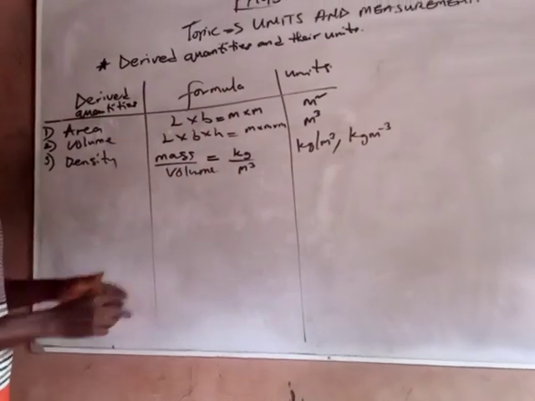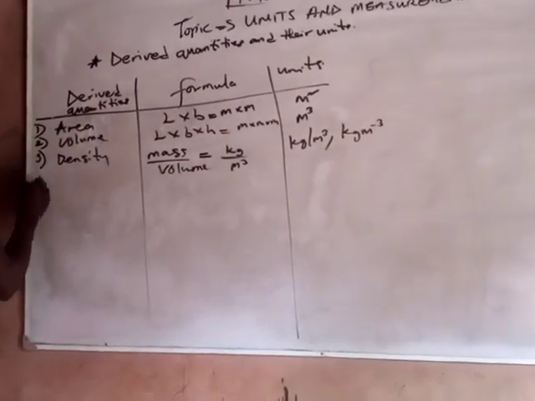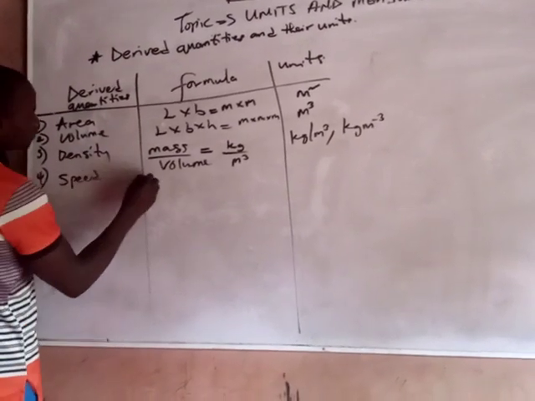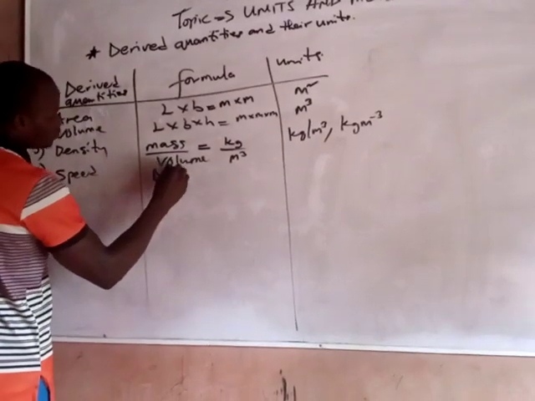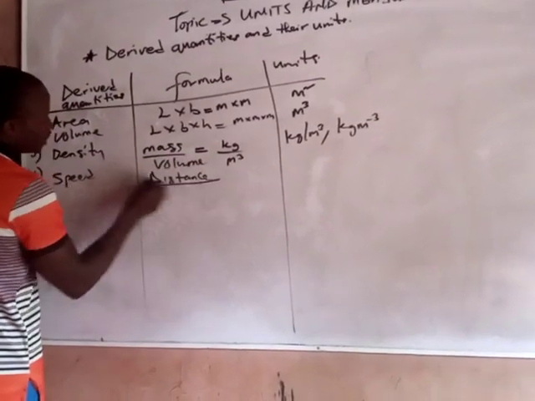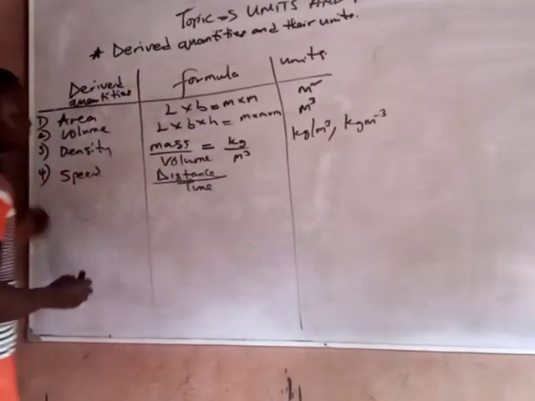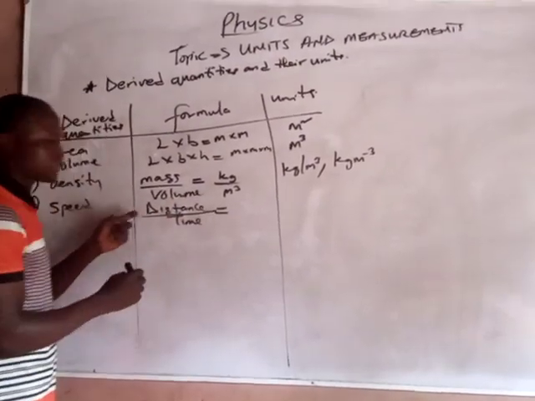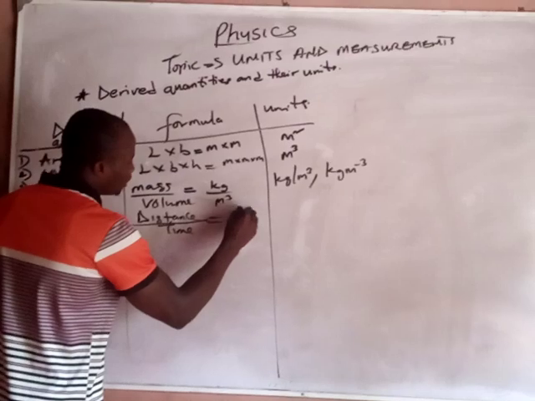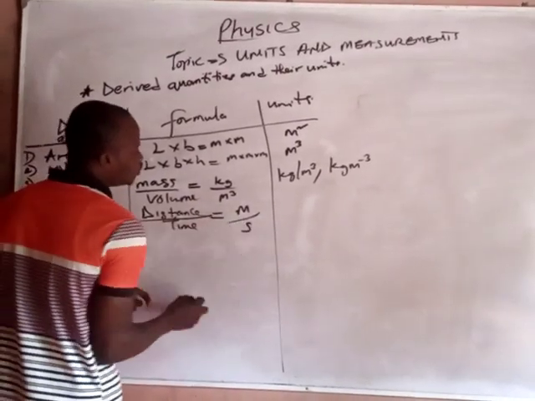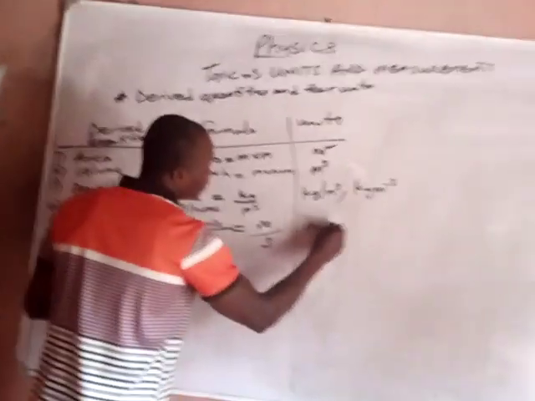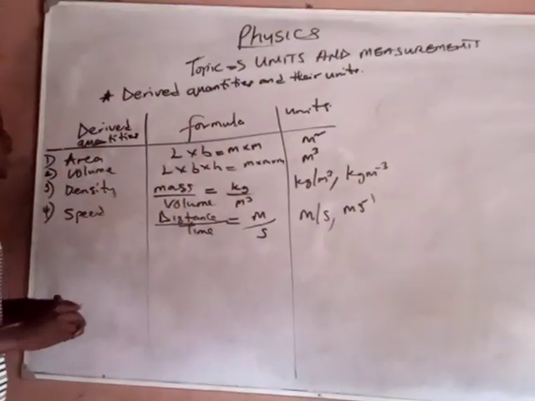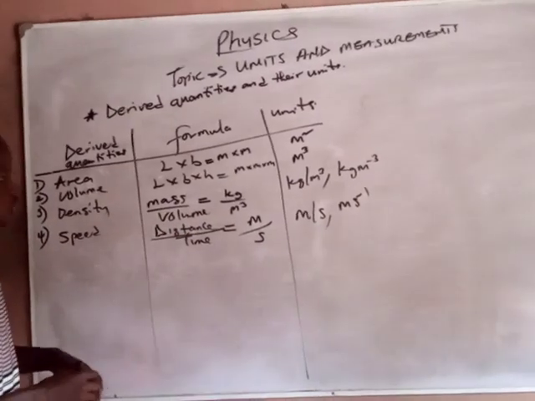It's accepted. Number four, we talk about speed. Speed is distance over time. Distance is in meter, and time is in seconds. So you say meter per second. Both ways of writing it are good to go.